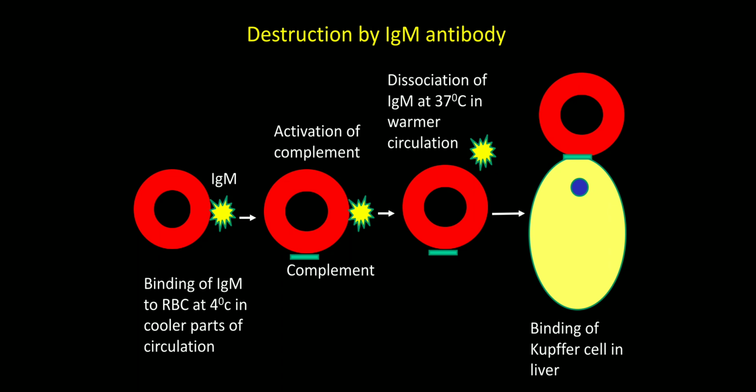Okay, and what happens later, in the warmer circulation at 37 degrees Celsius, if the blood is going to those warmer areas, this antibody will get dissociated from the RBCs. Okay, so only complement will be attached. The antibodies will get dissociated, and later the RBC will bind to Kupffer cells. Kupffer cells are nothing but the macrophages you get in the liver. The liver macrophages are known as Kupffer cells. Okay, so this Kupffer cell will bind to this RBC bound with complement.